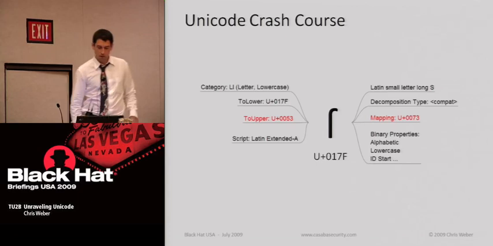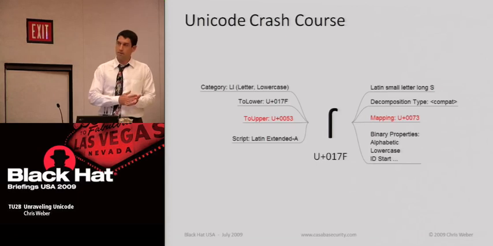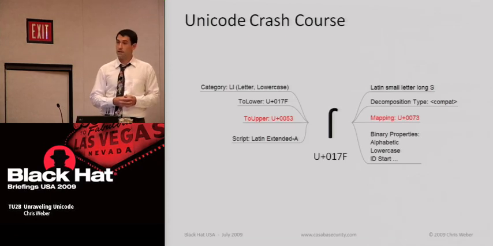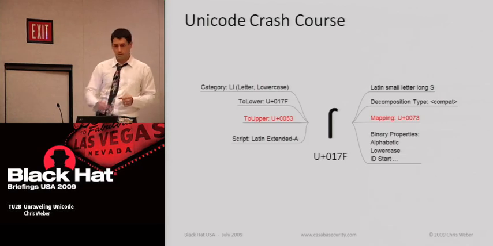But if you look at another character, like the Latin small letter long S, it has some pretty interesting properties associated with it. Now, this character is well out of the ASCII range. It's still considered a Latin class of character. When it's uppercased, however, this character actually transforms into an uppercase Latin S, which is pretty interesting. And if it's mapped through different normalization mappings, it'll actually transform into a lowercase letter s.